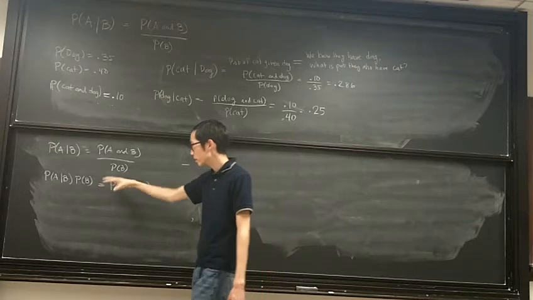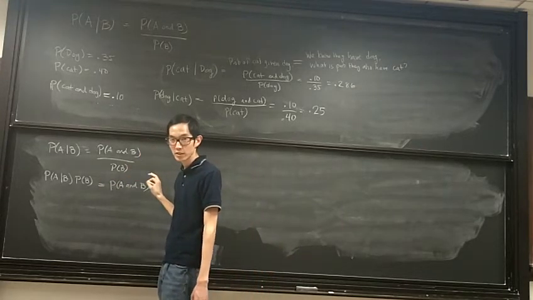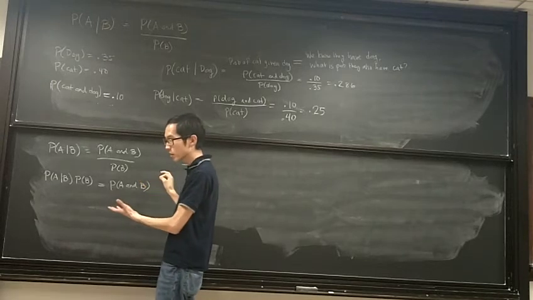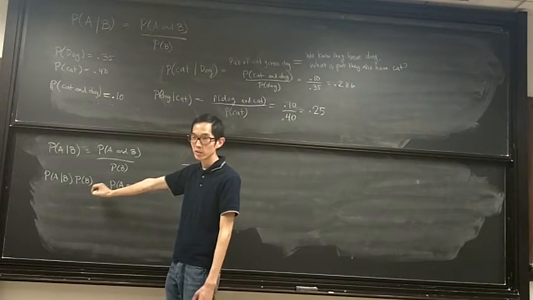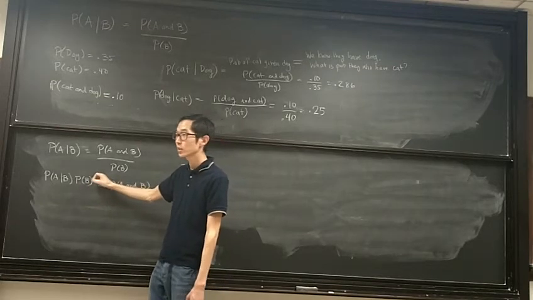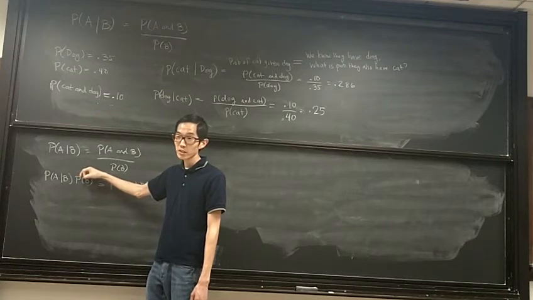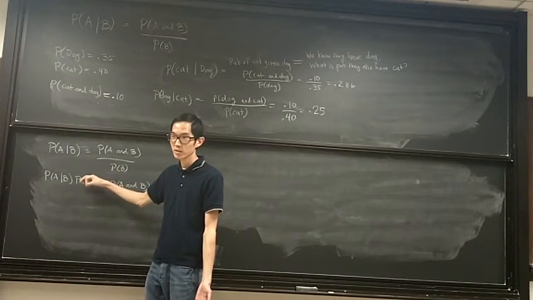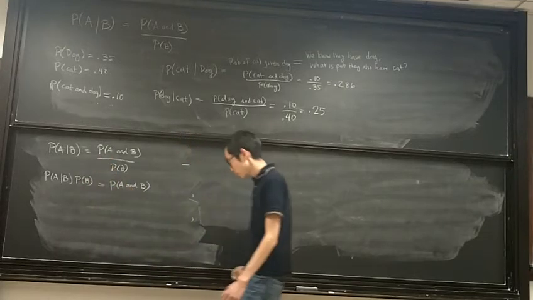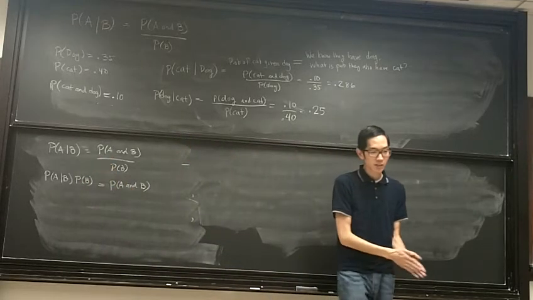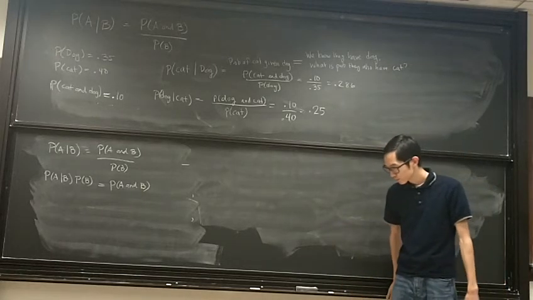What this says is that the probability of events A and B happening, so the probability that two things happen, is the probability of one event happening, event B, times the probability that event A is going to happen given that event B has happened. Is that okay?